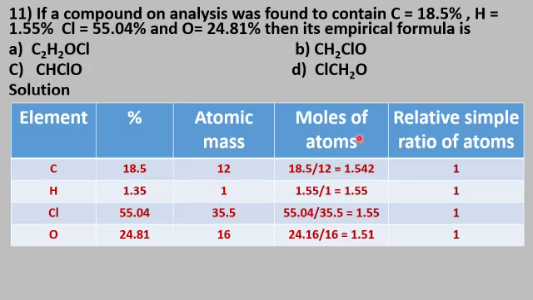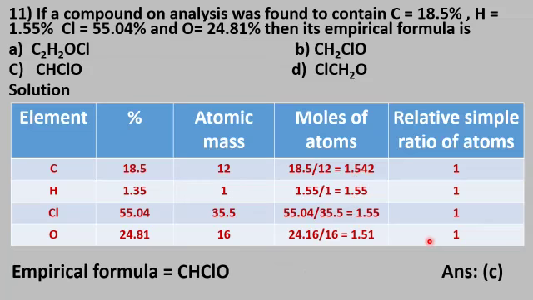Moles of atoms can be calculated by dividing percentage by the atomic mass. We will get the moles of atoms. Then you have to convert it to a simple ratio. So all are coming as a 1:1:1:1 simple ratio. Therefore the empirical formula is C1H1Cl1O1, that is CHClO. Therefore the correct answer is option C here.